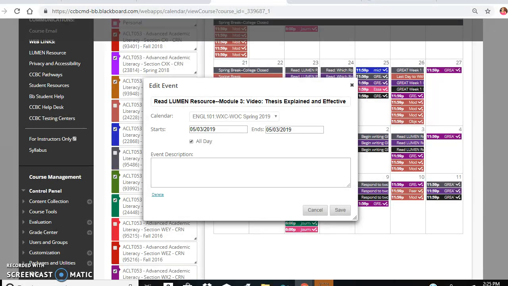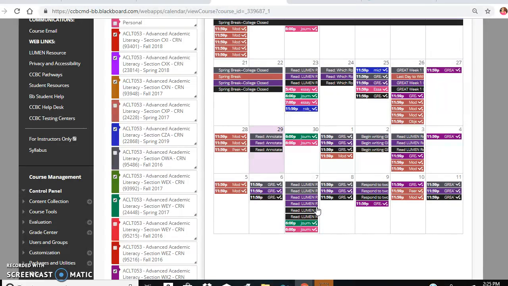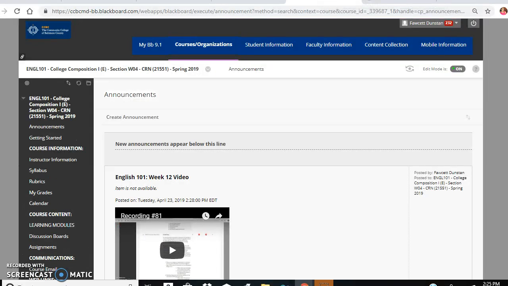So please take a look at the calendar to see what is coming up due. And we just have this week and next week for the semester. So I'd like you to continue to work diligently.